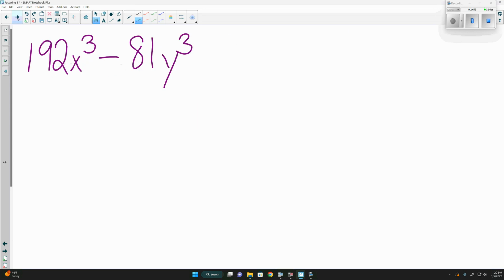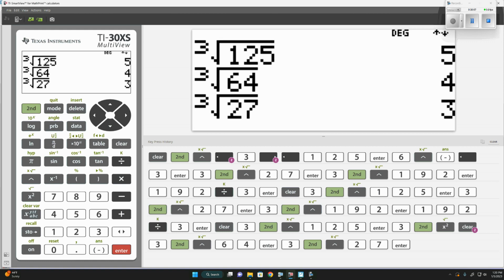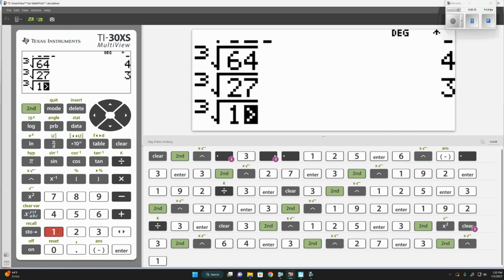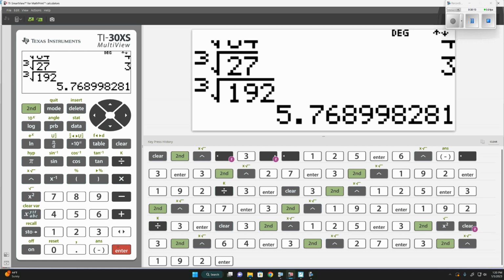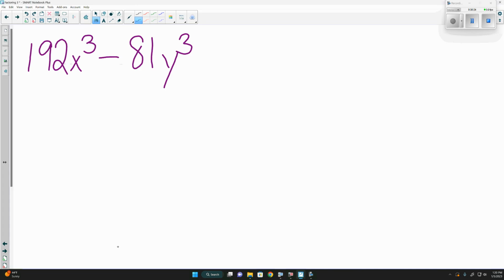This one here. So cubed root of 192. Cubed root 192 does not have a cubed root. 5.7689982821. So let's look for greatest common factor. Is there a number that will go into 192 and 81? 3, 9 maybe. We just need to see about 192.